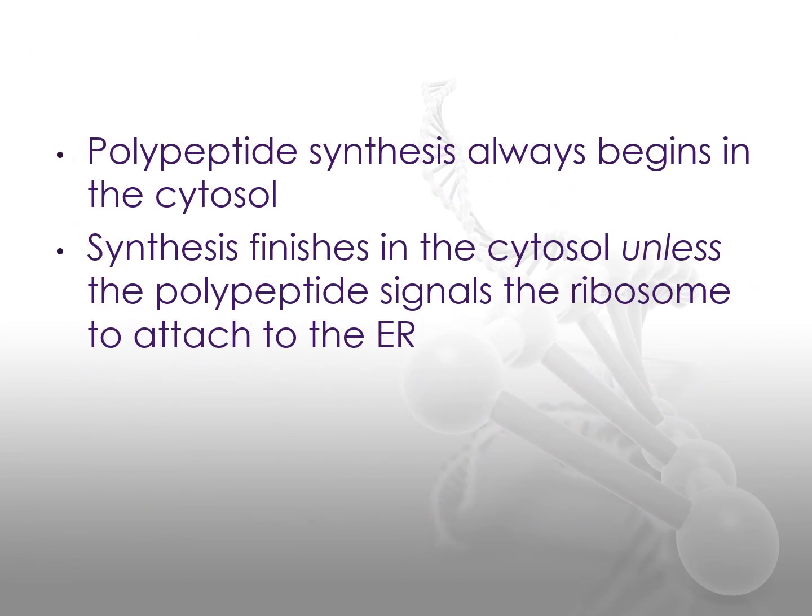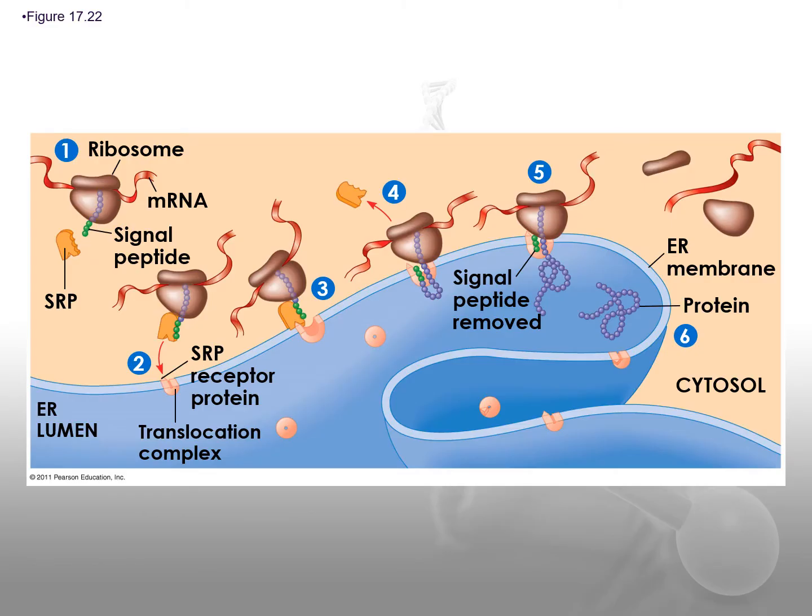All right, so peptide synthesis always occurs in the cytosol. Okay, so it's always going to occur in the cytosol. Whether it goes to the ER, it's still occurring in the cytosol. So synthesis finishes in the cytosol unless the polypeptide is signaled in some way to go somewhere else, such as the ER. So we're going to talk about signaling of peptides to the ER.